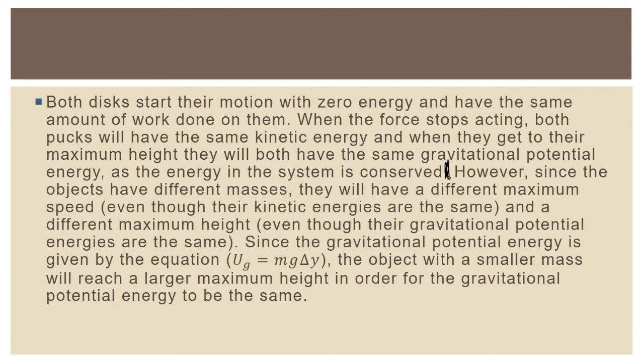After that, I said, however, this is the part where we're differentiating the motions. However, since the objects have different masses, they will have a different maximum speed, even though their kinetic energies are the same, and a different maximum height, even though their gravitational potential energies are the same. Since the gravitational potential energy is given by the equation U equals mg delta y, the object with the smaller mass will reach a larger maximum height in order for the gravitational potential energy to be the same.